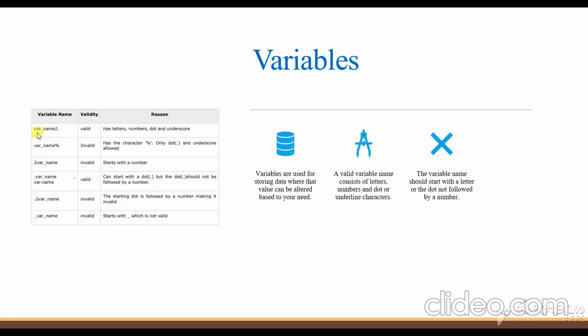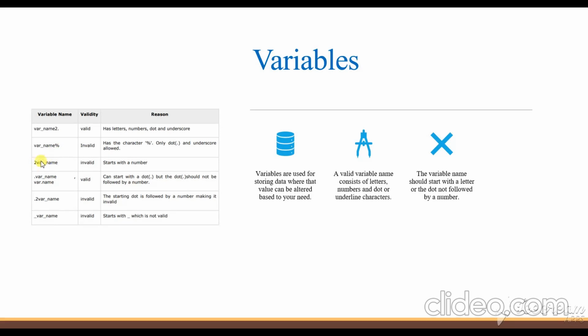In the first example, the variable starts with a letter and it has underscore, a number as well as dot. It is acceptable. In the second example, the variable starts with a letter, it has underscore and it also has a percentage symbol, which is not acceptable. The variable can have letters, underscore, numbers as well as dot, but it should not contain any other character.